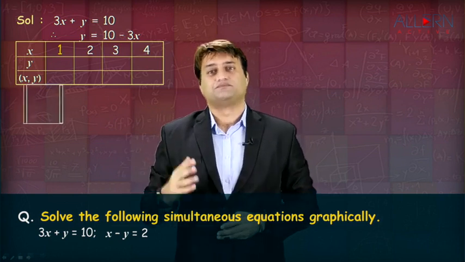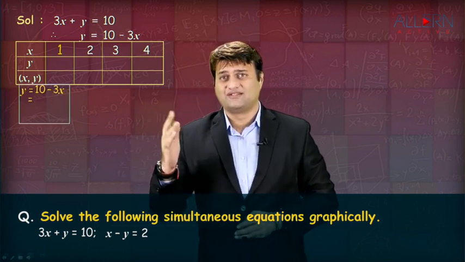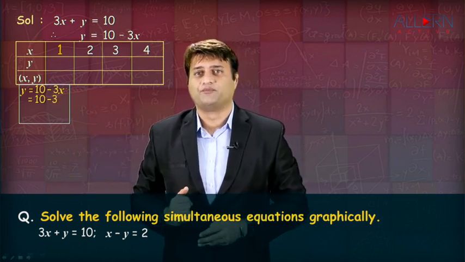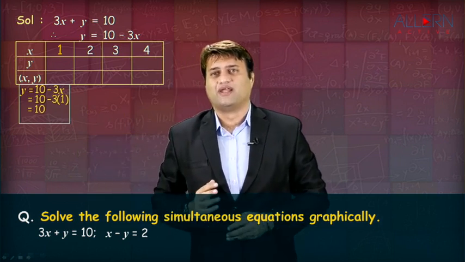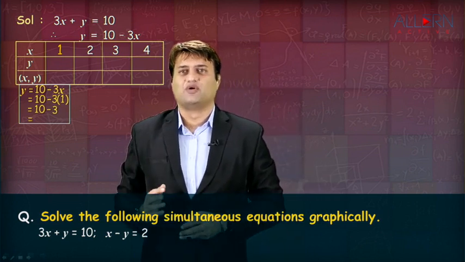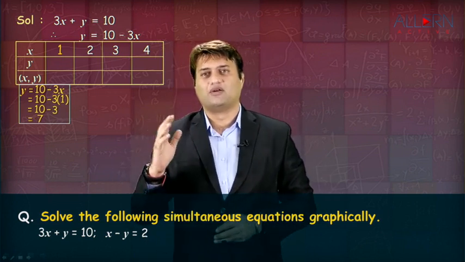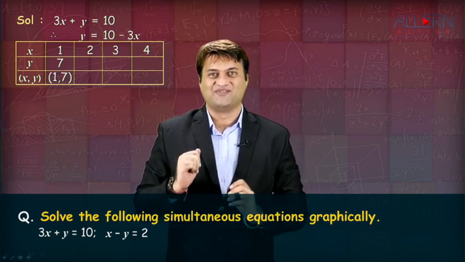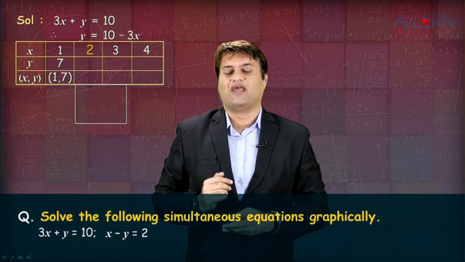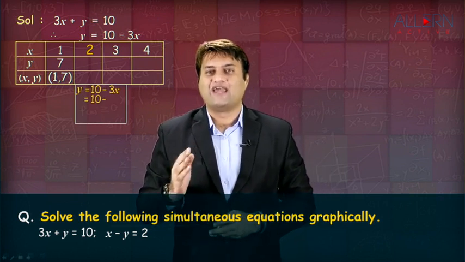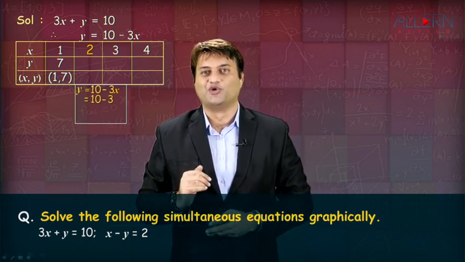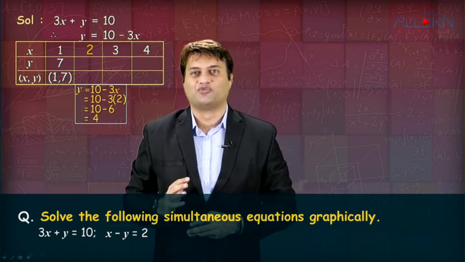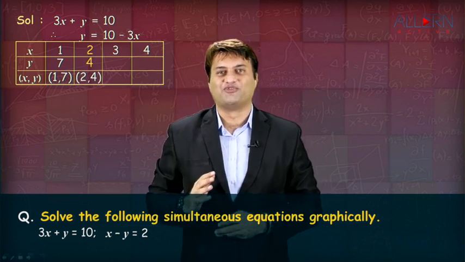So let's do it. When x is equal to 1, let's see the calculations. Y is equal to 10 minus 3 into 1. We get y is equal to 10 minus 3 and we get y is equal to 7. So when x is equal to 1, y is equal to 7 and the point is 1 comma 7. Easy. Let's move on to the second one. When x is equal to 2, y is equal to 10 minus 3 into 2. Y is equal to 10 minus 6. You get y is equal to 4 and you get a point 2 comma 4.